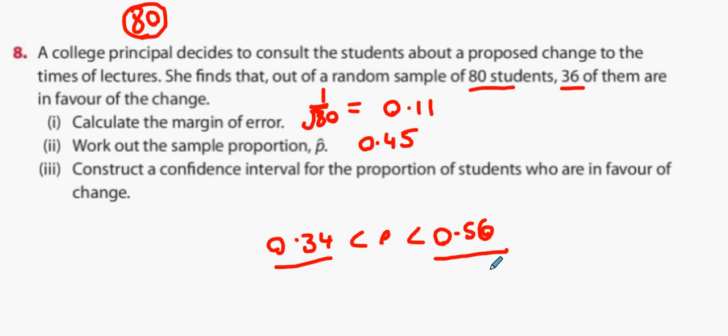Do you get what I'm saying? I won't get exactly the same answer, will I? More than likely. So what I'm trying to say is that I interviewed 80 students. 45% of them were in favour of the change. I'll interview another 80 students. I probably won't get 45% again, but I am 95% certain that I'll get an answer somewhere between 0.34 and 0.56. That's what we're saying. Okay? That's why it's called the 95% confidence interval.